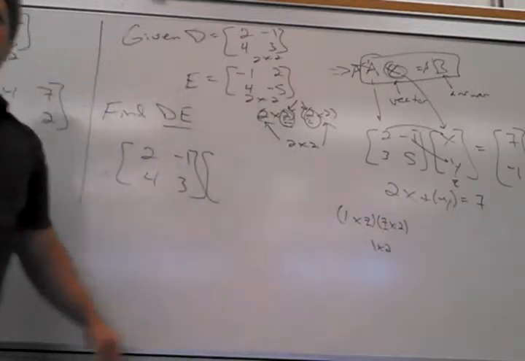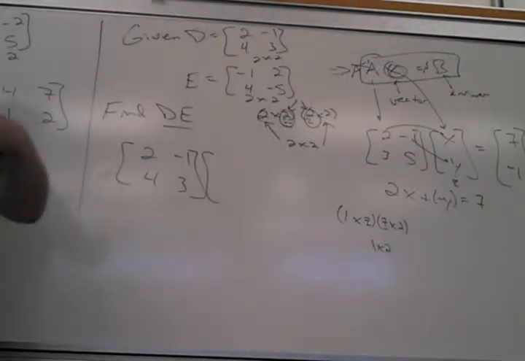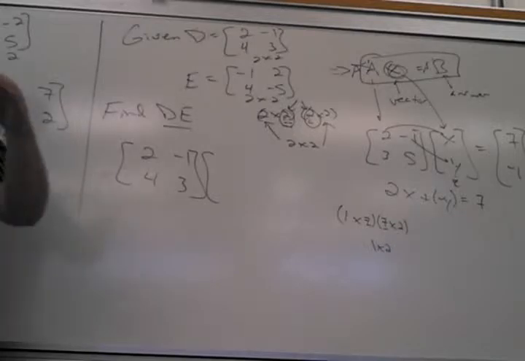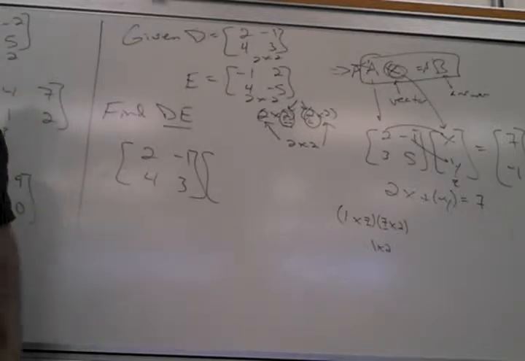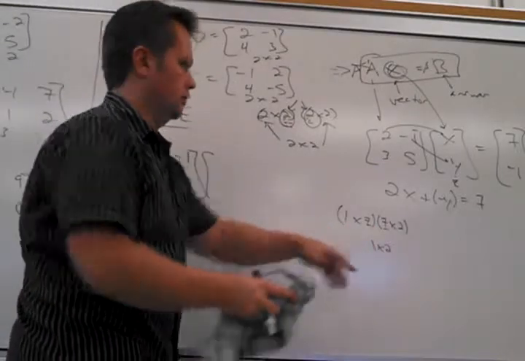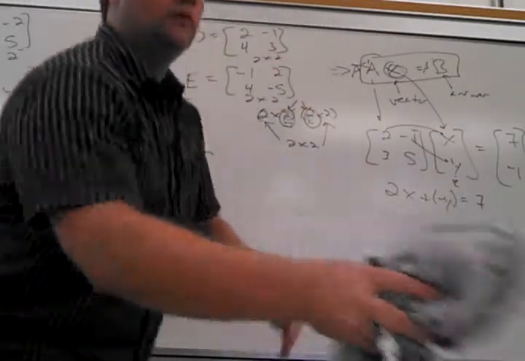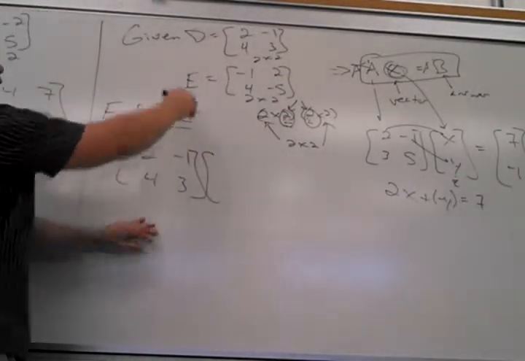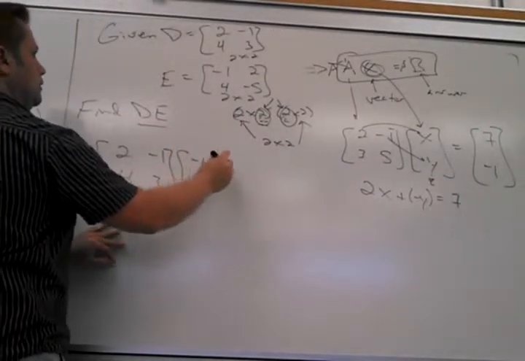Okay, guys. And the reason it's nice to know ahead of time how big the answer is going to be, you know how many blank spots you have to fill in. So you don't miss anybody when you're doing this multiplication. So the answer is going to be 1 by 2 for that kind of problem. For this one, it's going to be 2 by 2 again. So here I got D and I got E.